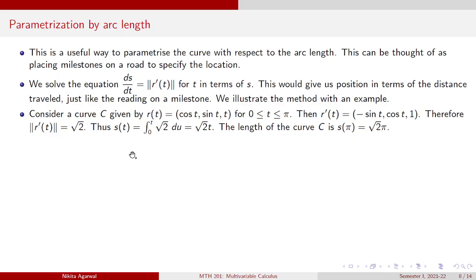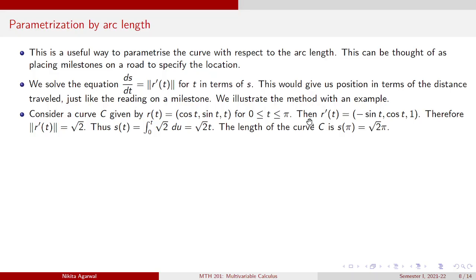So by definition, what is s of t? It's the integral from 0 to t, 0 because that's the left hand point, time 0 to t, of the norm of r prime u, which is square root 2 du, which comes out to be square root 2 t. Now this is the arc length function, right?